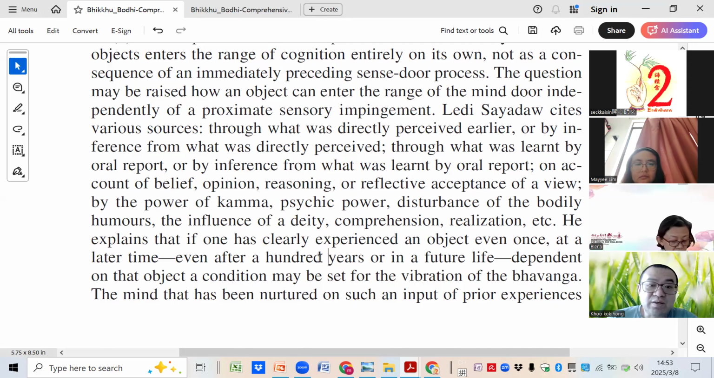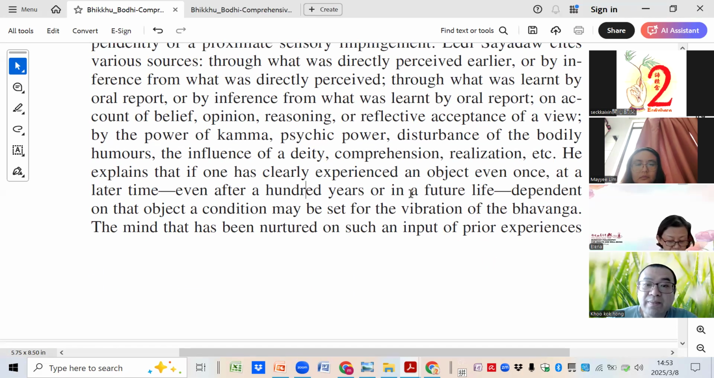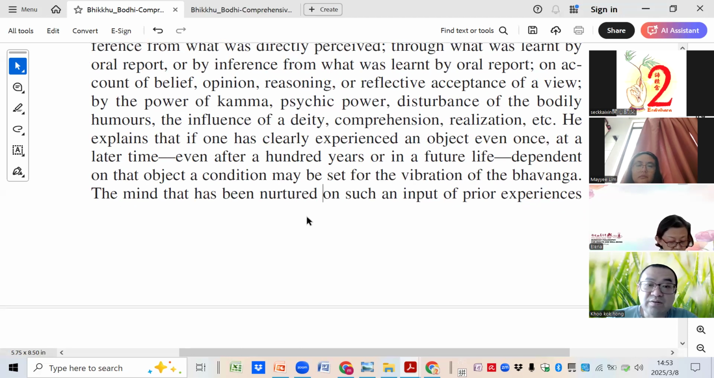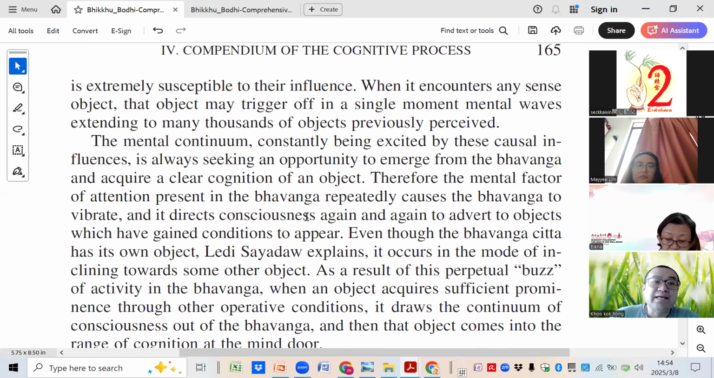He explained that if one has clearly experienced an object even once, at a later time, even after 100 years, or in a future life dependent on that object, a condition may be set for the vibrations of the bhavanga. The mind that has been nurtured on such an input of prior experiences is extremely susceptible to their influence. When it encounters any sense object, that object may trigger off in a single moment a mental wave extending to many thousands of objects previously perceived.